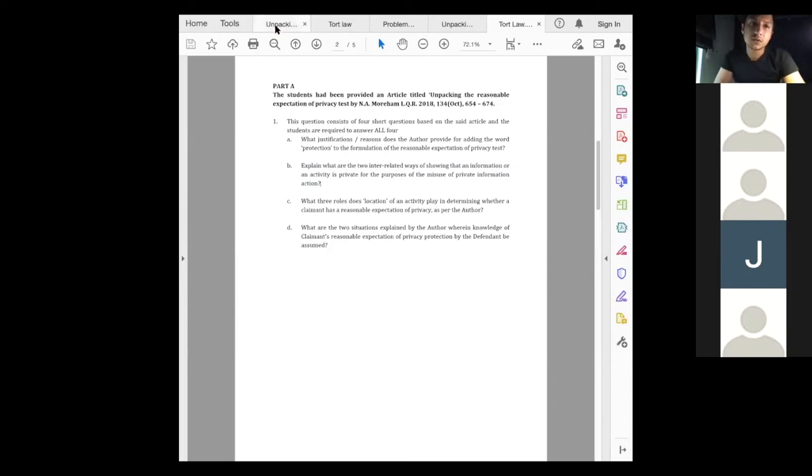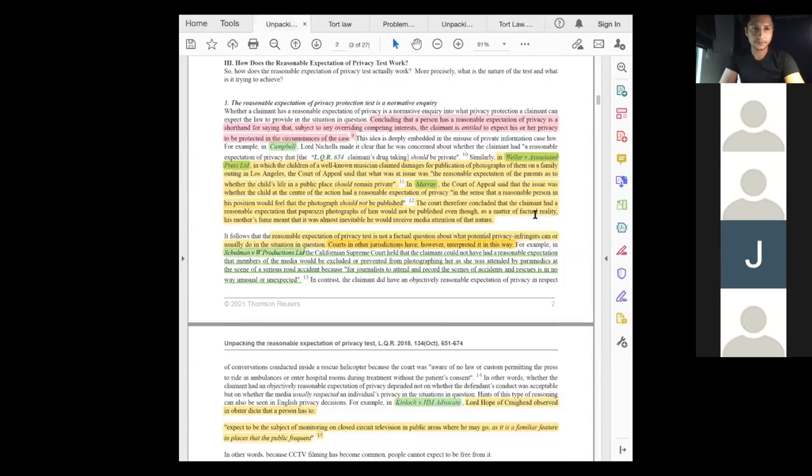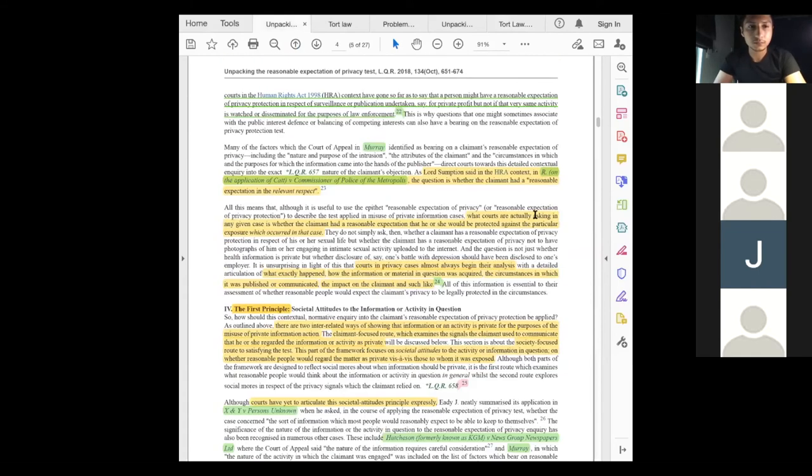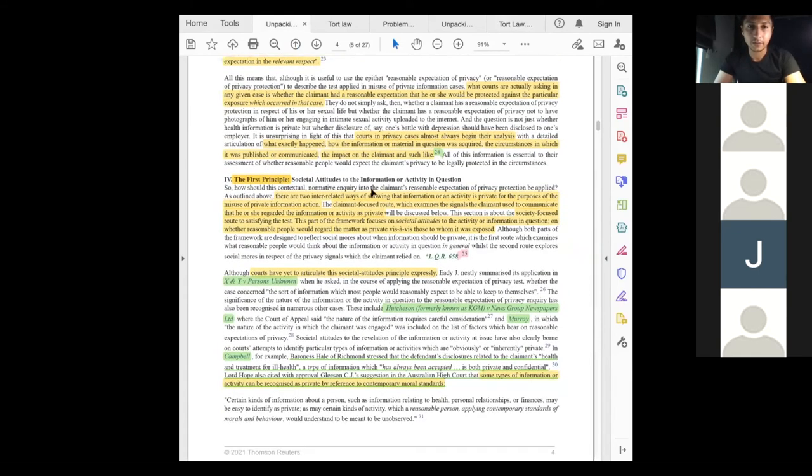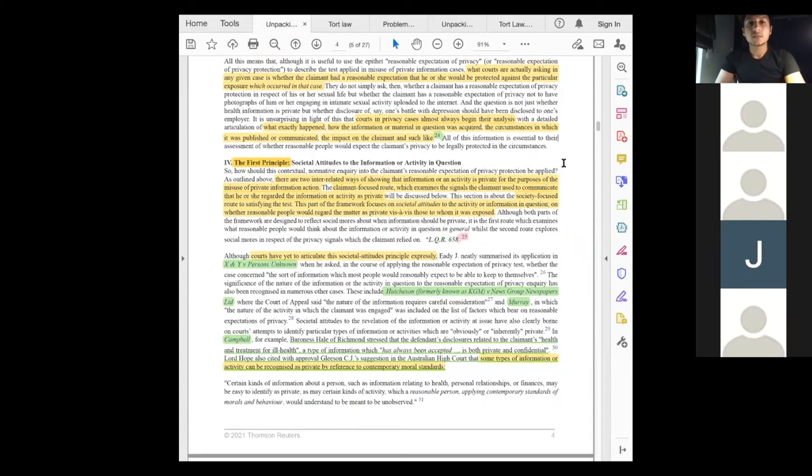So the answer to this question would be here. The article says that there are two interrelated ways of showing that information or an activity is private for the purposes of the misuse of private information action. One is the claimant-focused route, which examines the signals the claimant used to communicate that he or she regarded the information or activity as private.